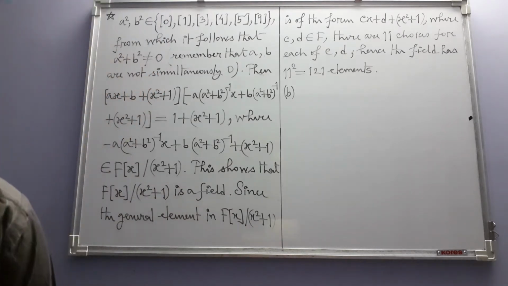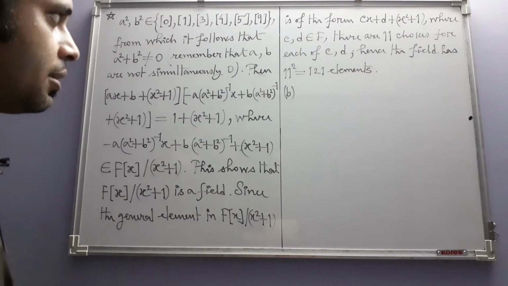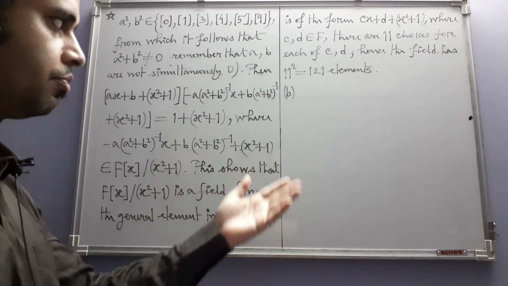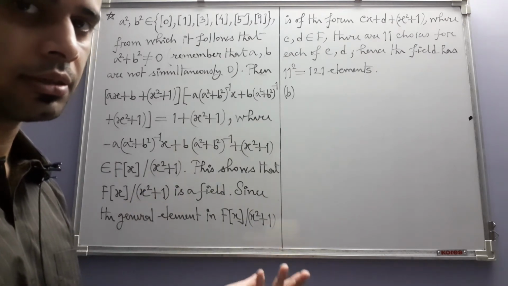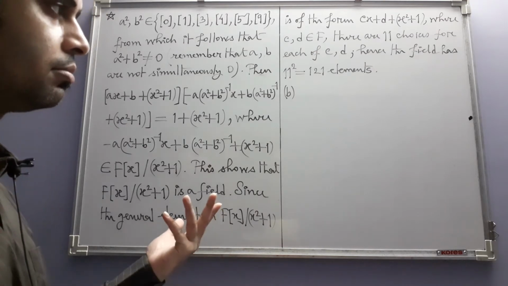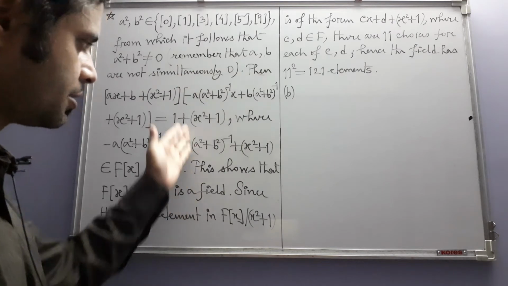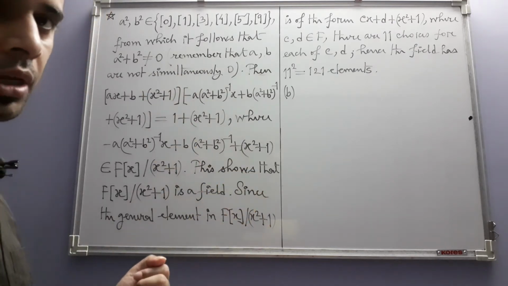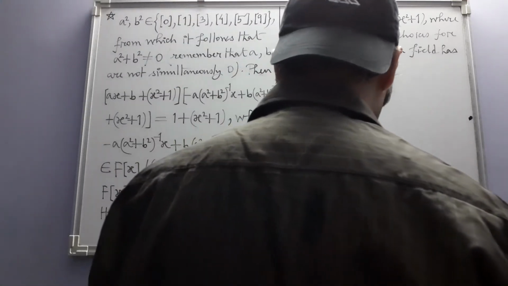For part B, to show that the polynomial is irreducible, we cannot just simply say that that particular equation has no solution in the field, because unlike part A, now the calculation is not there for us. This is a new polynomial, x square plus x plus 4. So we have to show its irreducibility from scratch.